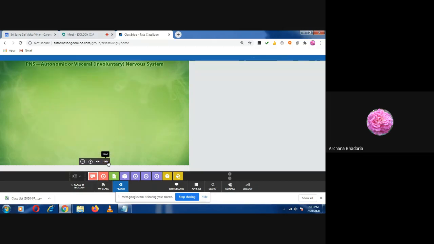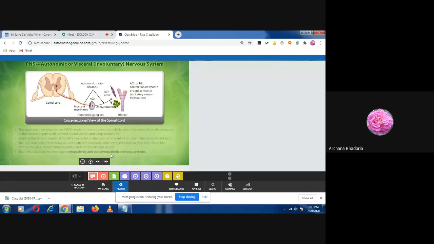Now the autonomic or the visceral nervous system. This is involuntary. The autonomic nervous system consists of sensory neurons which carry information from the receptors in visceral organs. So this should be known to you. हम उसका नाम visceral nervous system बोल रहे हैं. So it consists of the set of nerves which are sensory. They'll pick up the information from the receptors. और वो receptors कहाँ present होंगे? In all your visceral organs.